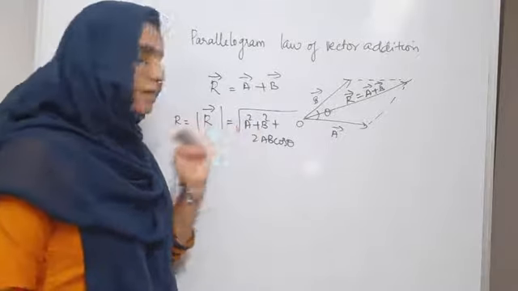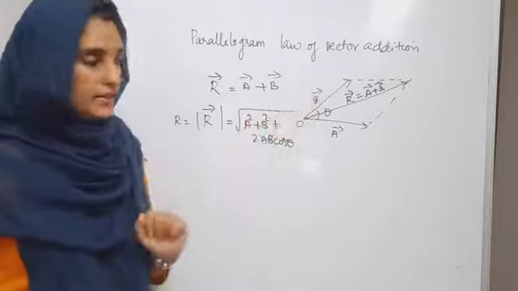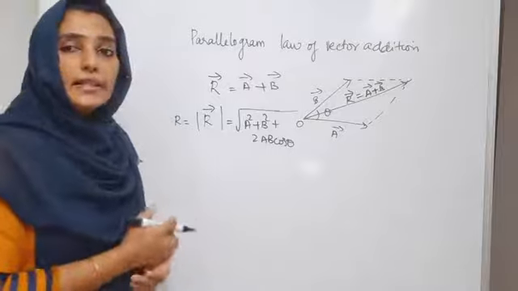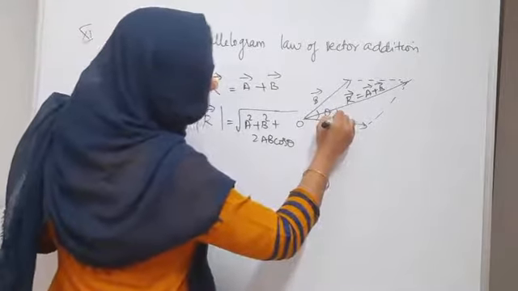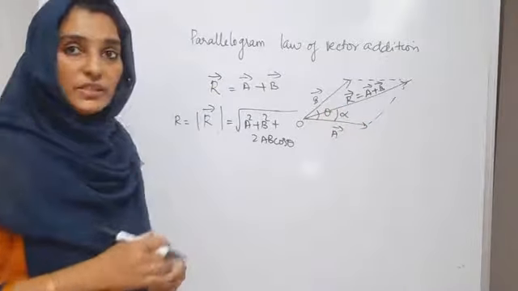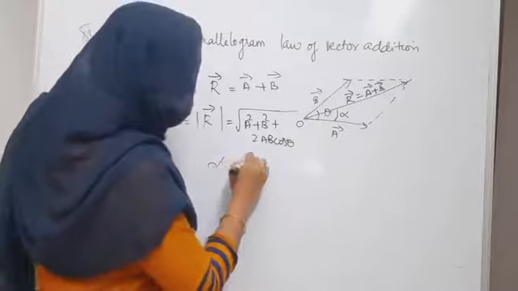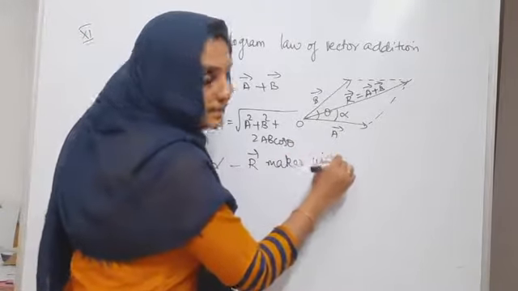What are A and B? A and B are the magnitudes of vector A and vector B respectively. Theta is the angle between them. And how will you go for the direction of the vector? For the direction, we specify an angle. Usually direction is specified in terms of an angle. So let alpha be the angle the resultant makes with A.